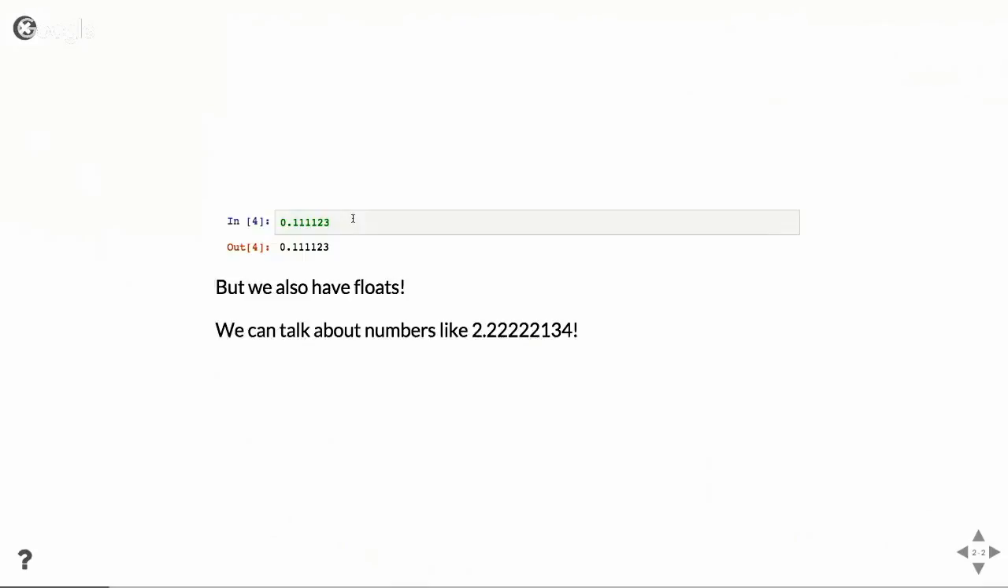So we can actually represent numbers between integers, also known as real numbers. Kinda.